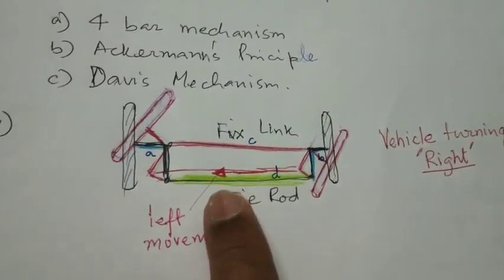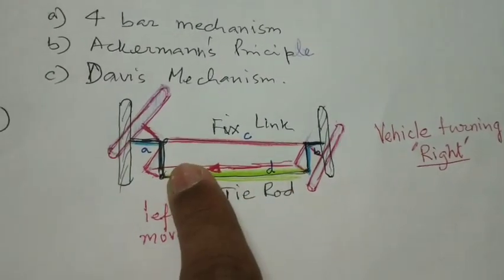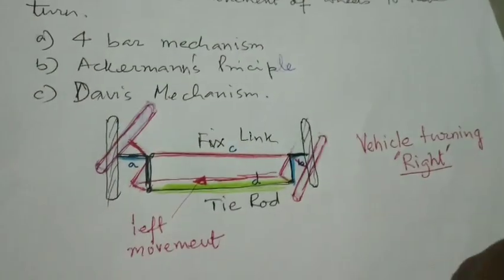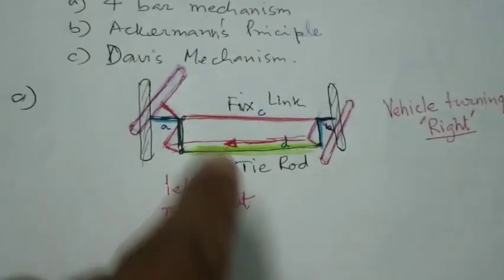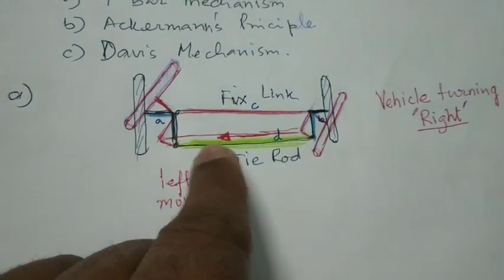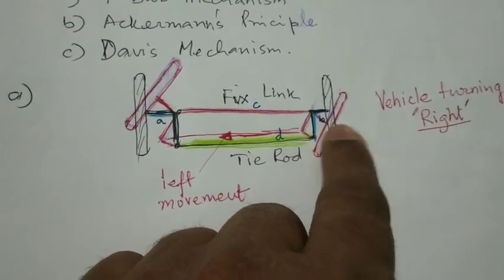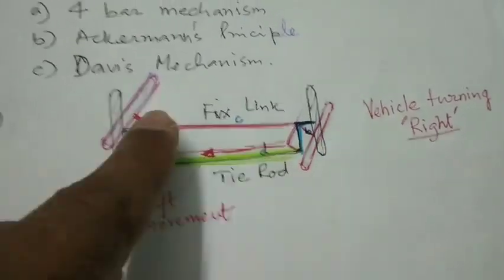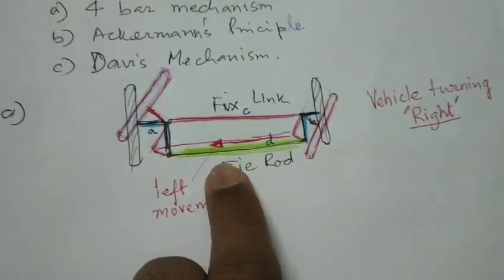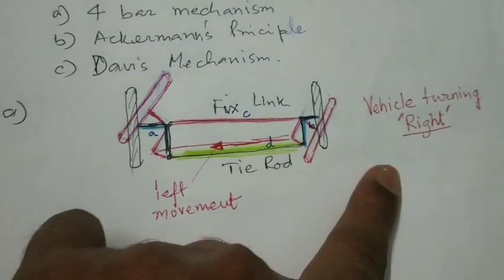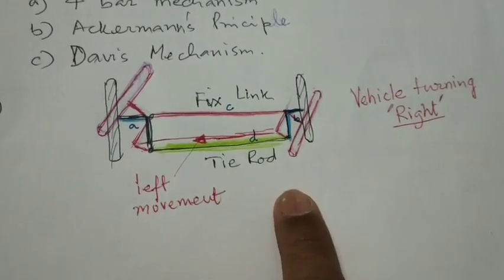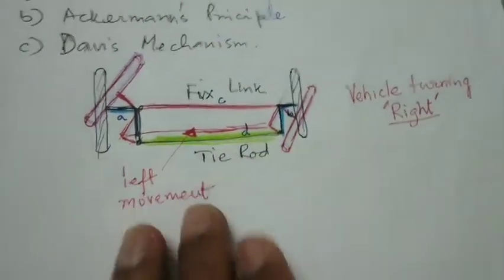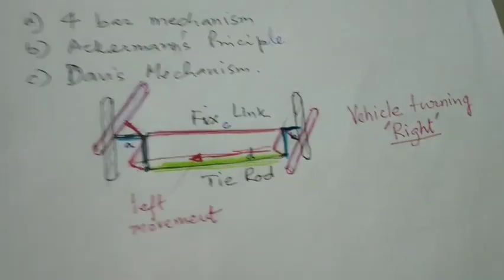What is important to understand is that if we turn the tie rod towards the left, the vehicle will move towards the right. If we move the tie rod towards the right, then the vehicle will move towards the left, because if we turn the tie rod towards the left, this 90-degree angle link will turn the wheel this way, and we see it is going to the right. This left movement gives the right movement of the vehicle. Similarly, if it is right movement of the tie rod, the vehicle will move towards the left.